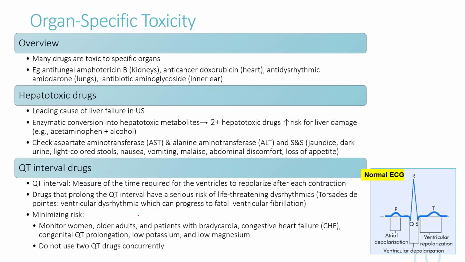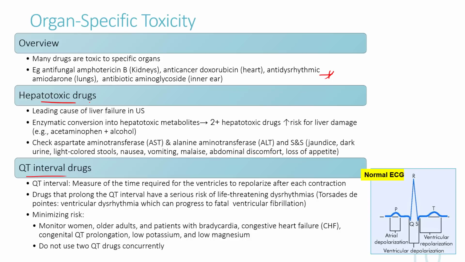So some drugs are toxic to specific organs. You've got some examples over here, and note that you do not need to memorize these specific examples. What I want you to do is look at those examples and just be cognizant of them. In some cases, you would have actually seen those examples in your clinical practice. Drugs can be hepatotoxic or can cause a change in the QT intervals.